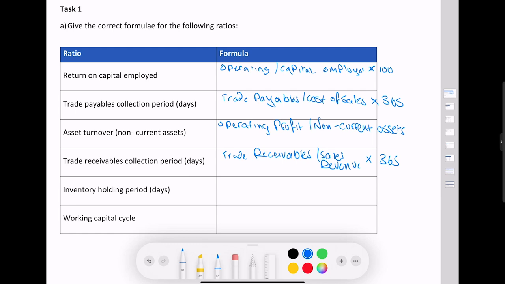365. So on this one, ideally we want this as low as possible, because what we're testing here is how quickly we're getting our money in from our customers. So obviously the quicker they pay, the better, because that means we actually have that money in the bank available to use. So on that one, the lower, the better.